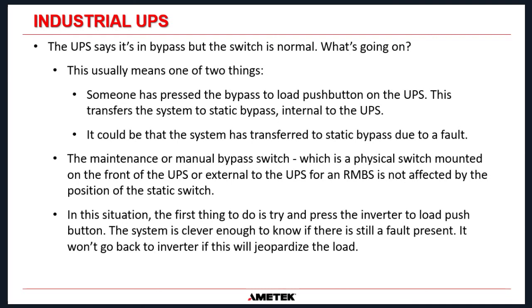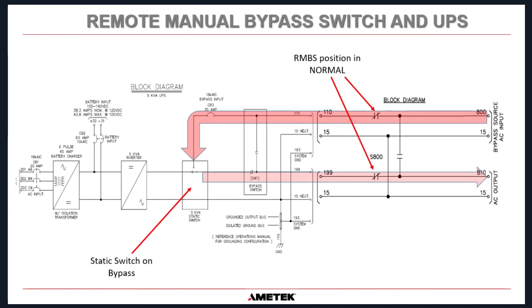Okay, but you can see from this picture here, the arrow is pointing to the static bypass switch. It's not the greatest drawing. I don't like the way it's drawn, but it is saying that that block there is the static switch, and the power flow is coming from the bypass source all the way through the RMBS contacts where the other arrows are, through the static switch and back out to the load circuits. So we are in static bypass at this point, but the RMBS is in the normal position.